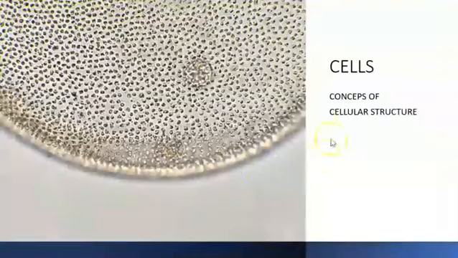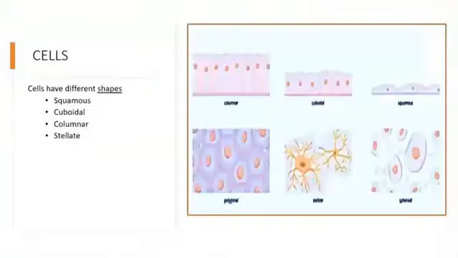Cellular structure, cell shapes. If you look at this figure right here, you can see that you have squamous cells, which are flat cells, cuboidal cells, columnar cells. So let's say that you're going to find in the brain, for example.